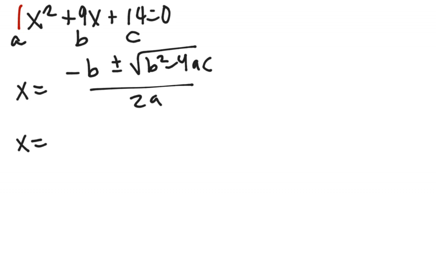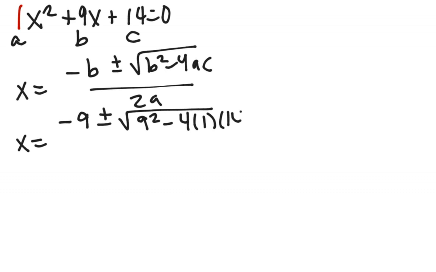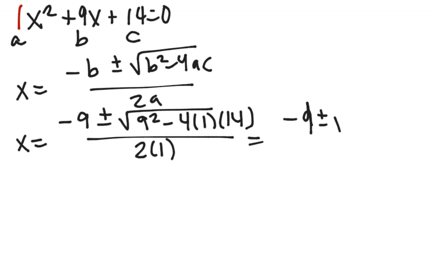X equals, b is 9, so negative b is negative 9 plus or minus square root of that 9 squared minus 4 times a, which is 1, times c, which is 14, divided by 2 times 1. Simplifying, that gives me negative 9 plus or minus square root of 9 squared is 81, and then we're going to subtract 56. When we do that, that will give us an answer of 25 divided by 2.